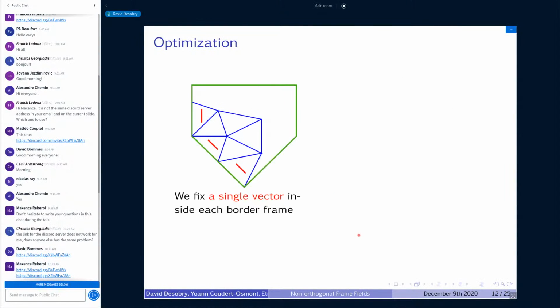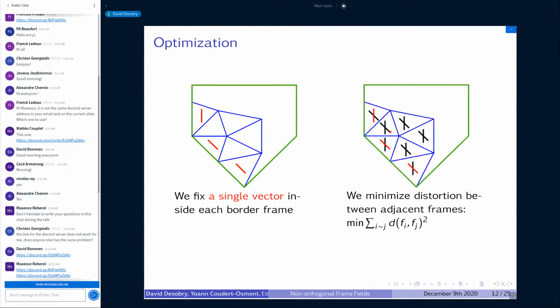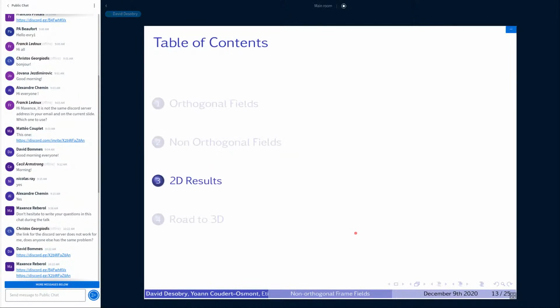So for the optimization, this time we fix a single vector such that it is aligned with the border. And then we minimize the distortion between adjacent frames in all the 2D domain. And this time there can be absolutely no distortion between each adjacent frame. So with the energies that we just defined, we can generate smooth non-orthogonal frame fields.